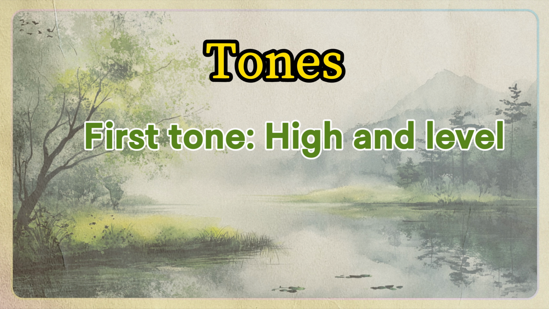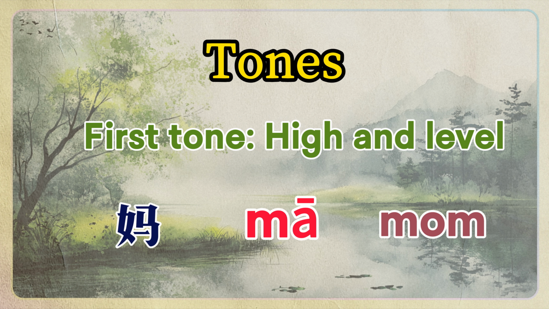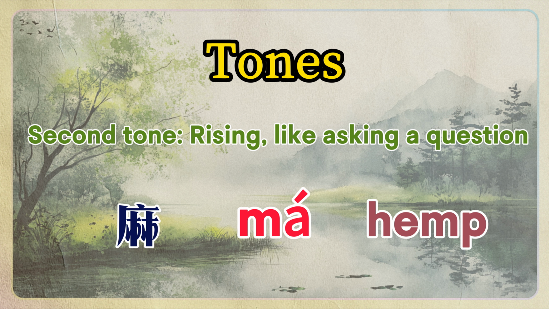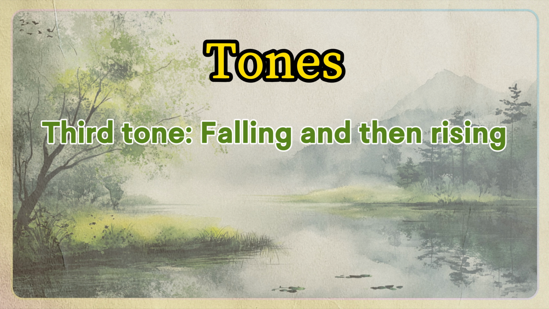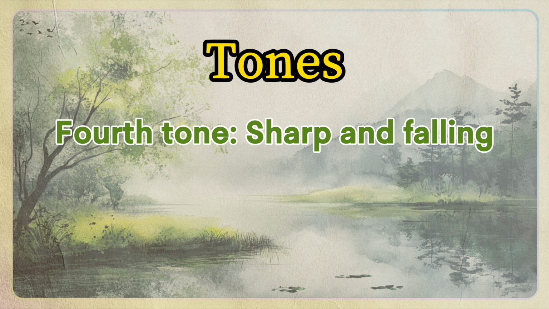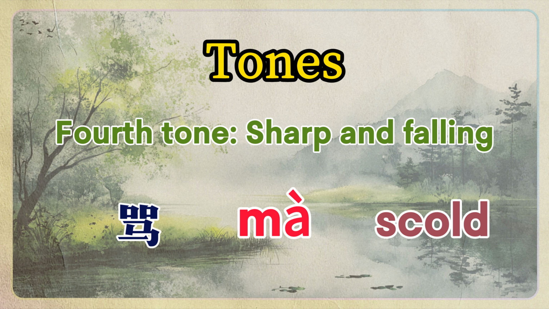First tone, high and level. For example, 妈 means mom. Second tone, rising, like asking a question. For example, 麻 means hemp. Third tone, falling and then rising. For example, 马 means horse. Fourth tone, sharp and falling. For example, 骂 means scold.